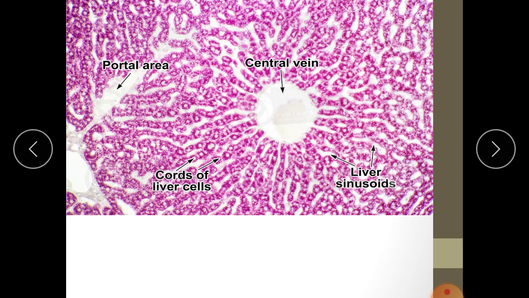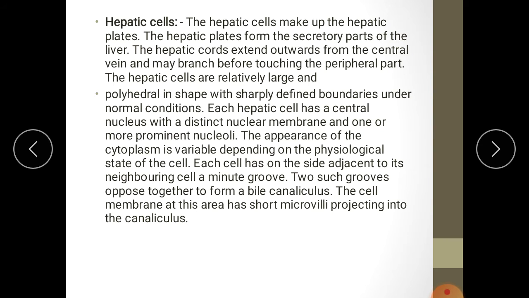So this is the central vein of the liver lobule. Hepatic cells make up the hepatic plates. The hepatic plates form the secretory parts of the liver. The hepatic cords extend outwards from the central vein and may branch before touching the peripheral part.